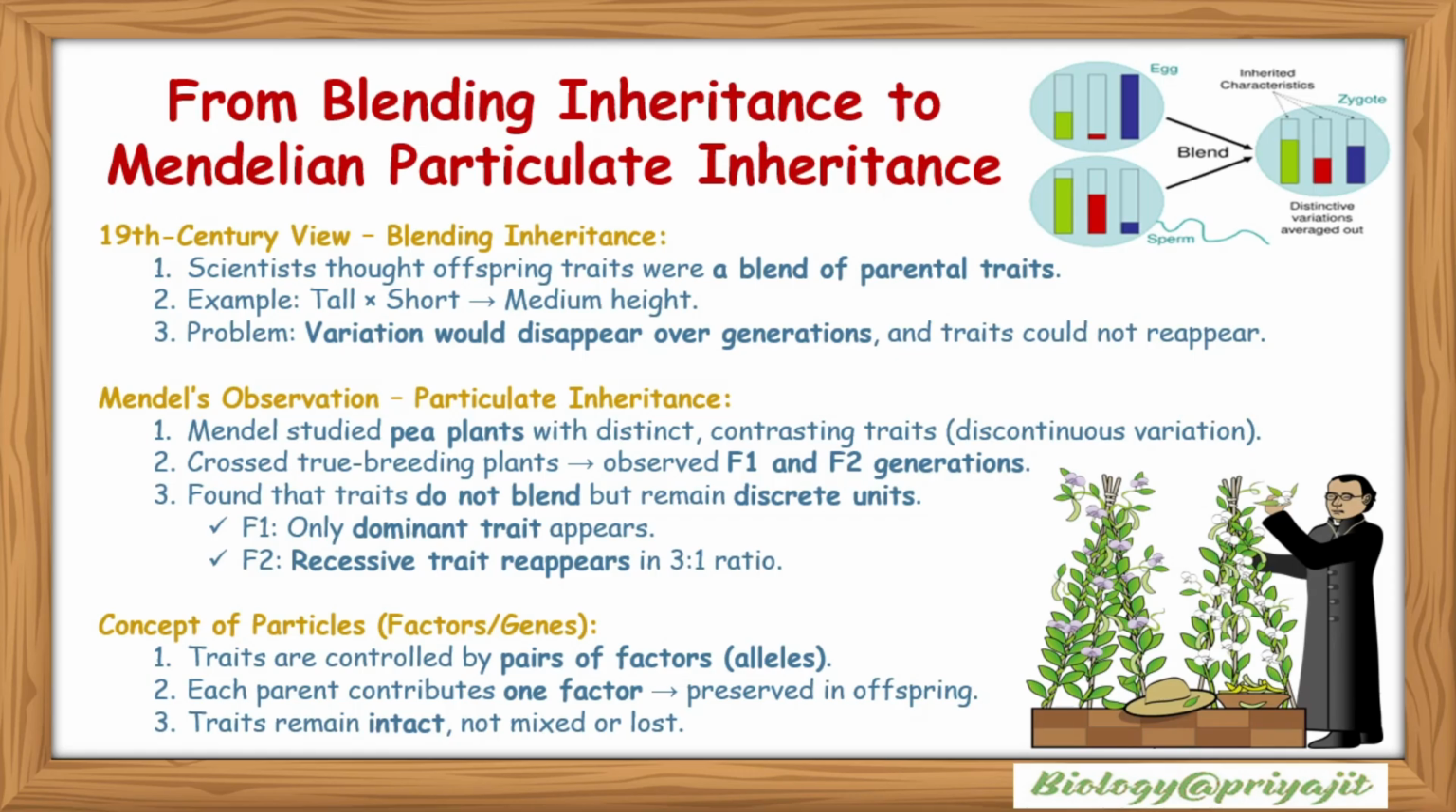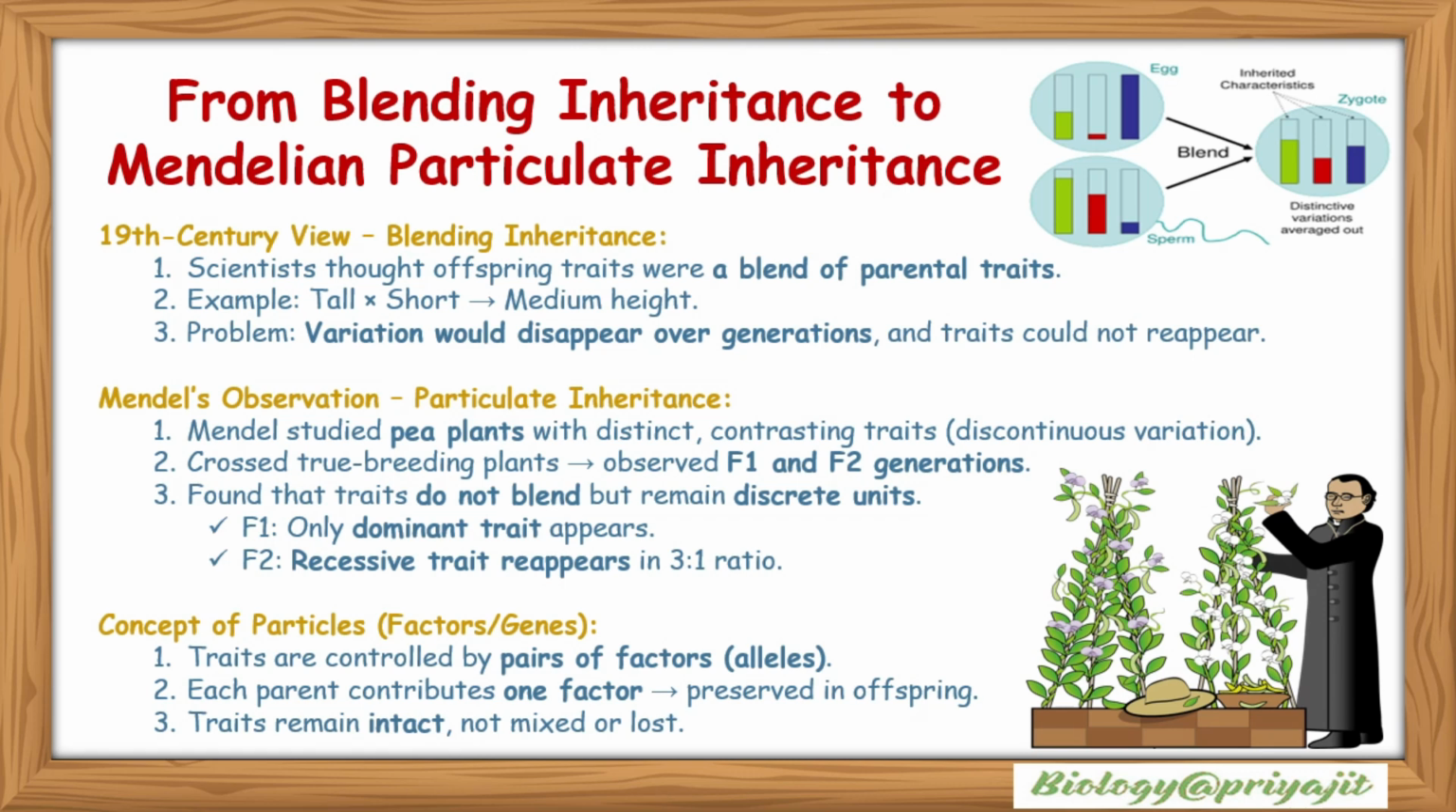The 19th century view was the blending inheritance. Scientists thought offspring traits were a blend of parental traits. Example: a tall plant, when crossed with a short plant, a medium height plant was developed. The problem is variation would disappear over generations and traits couldn't reappear.